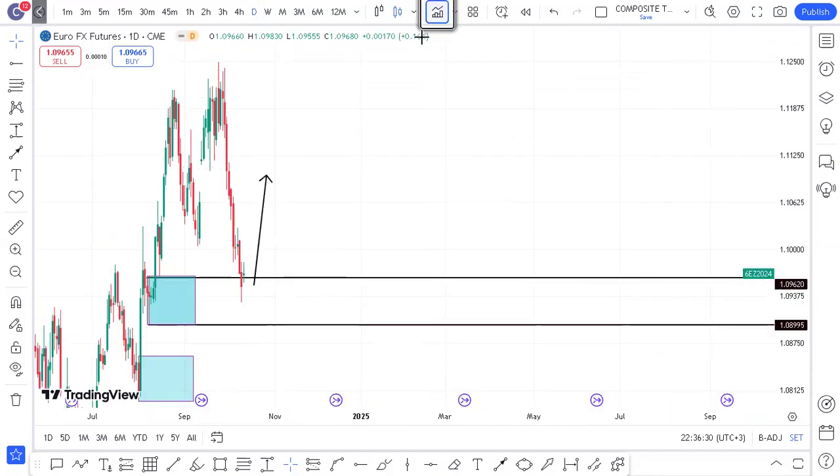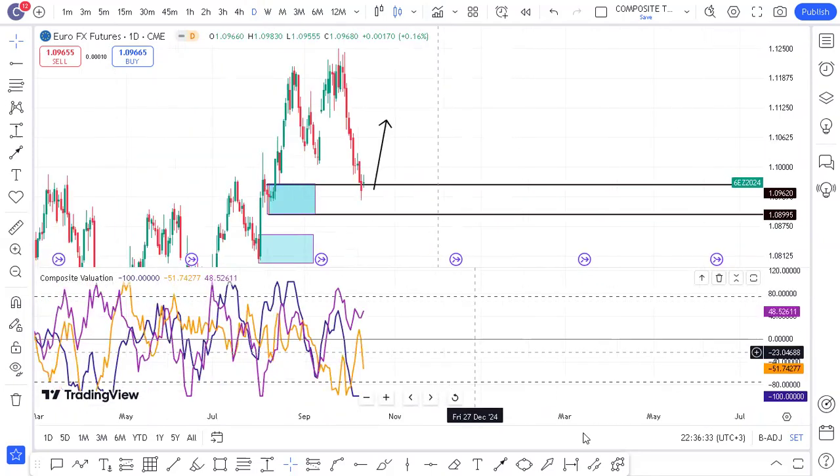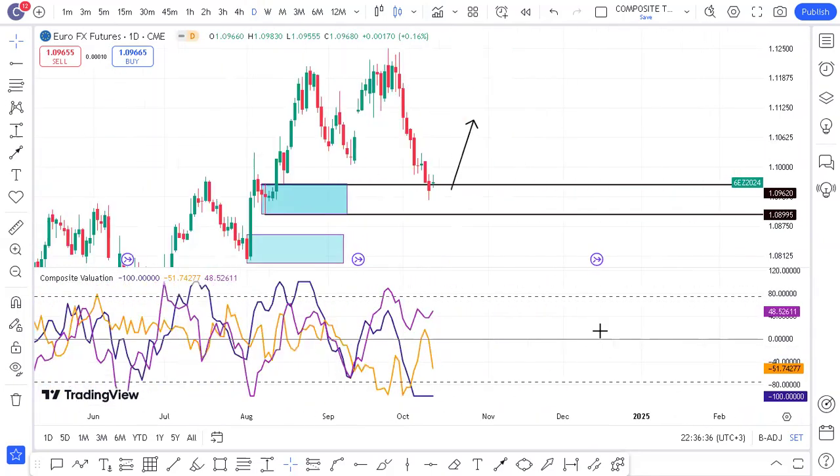Anything else we can look at? We can look at the value of the dollar. We see that the dollar is below value. Since we're trading against the euro, if the dollar is down below value, the euro is supposed to gain strength and push to the upside.